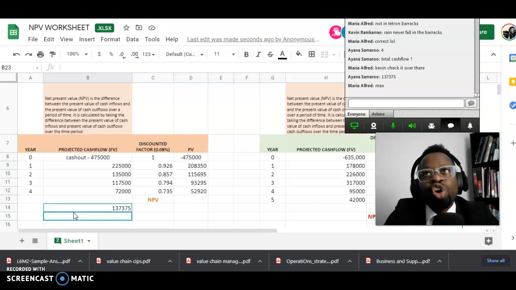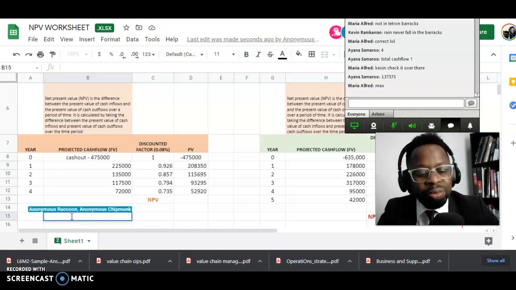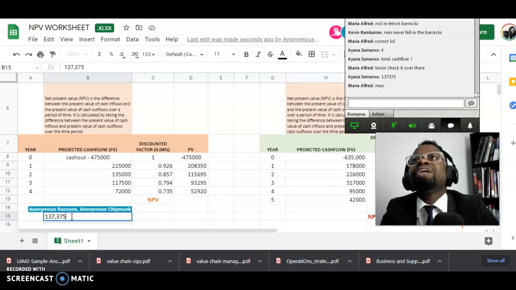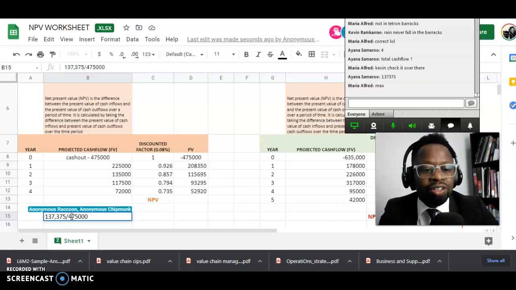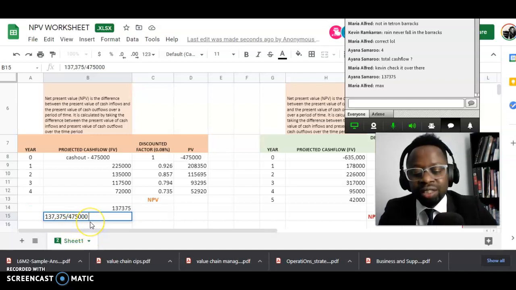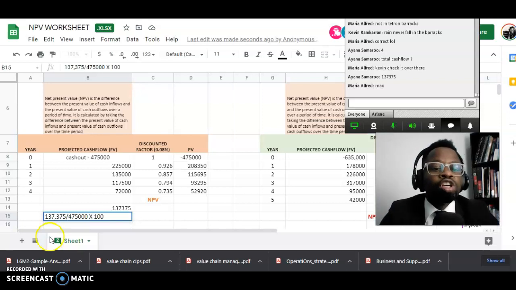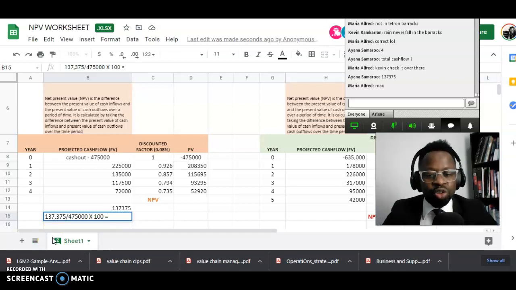137,375 divided by 475,000 multiplied by 100%. So let me type it here for you. Hold on. So it will be 137,375 divided by the initial cash outflow, 475, right, times 100. Sorry, and that will give you your answer. Right there, and you go home. You leave the exam room.